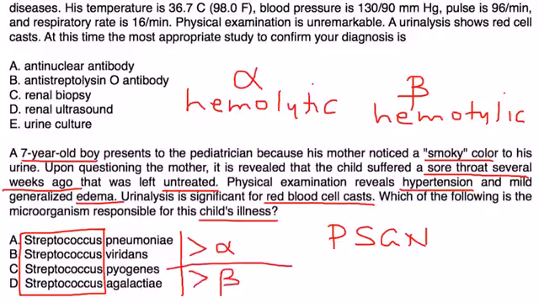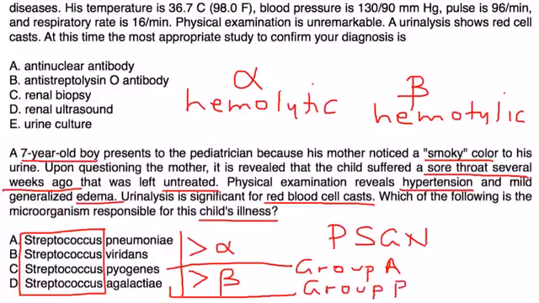Strep pyogenes is known as group A, and strep agalactiae is group B. So post-strep GN is caused by group A beta hemolytic strep. So that would be strep pyogenes.